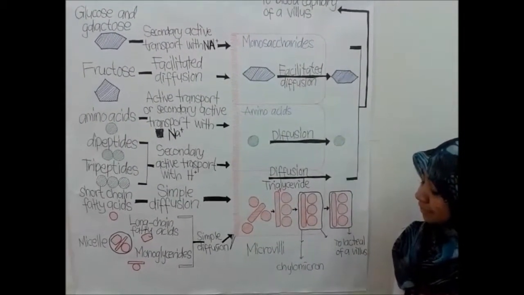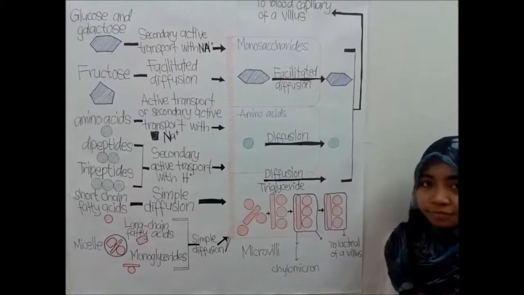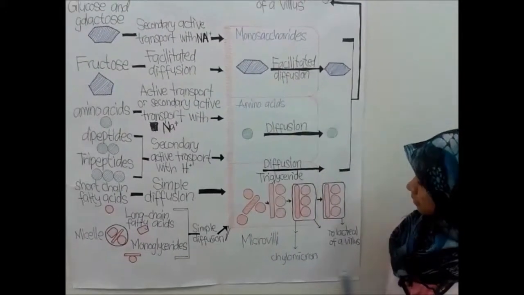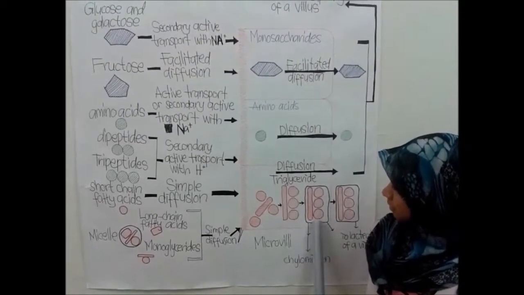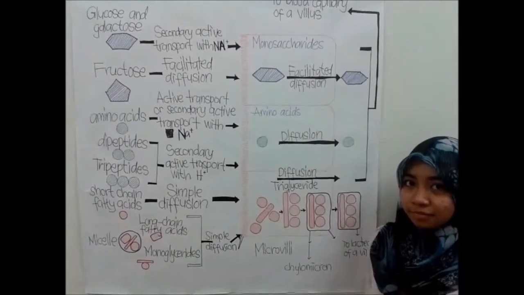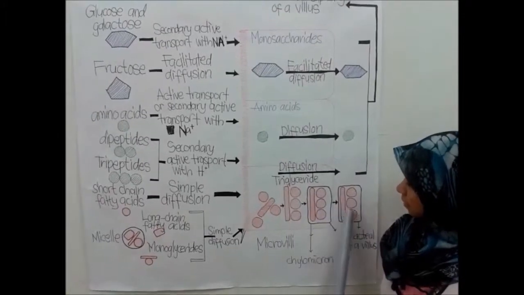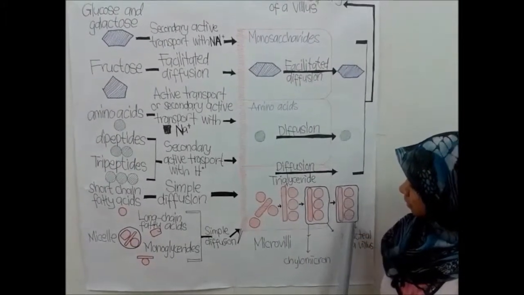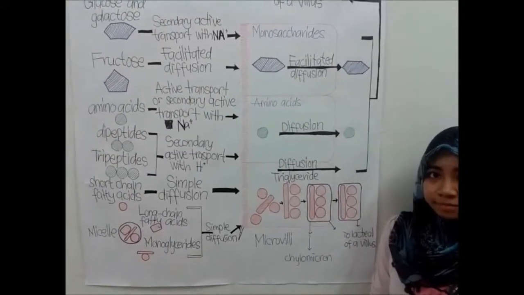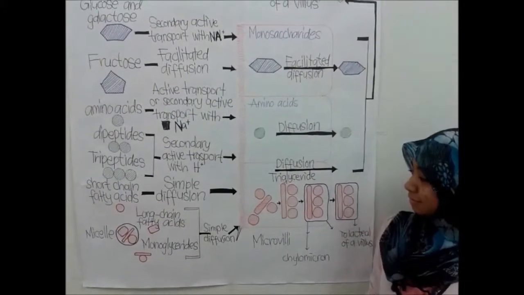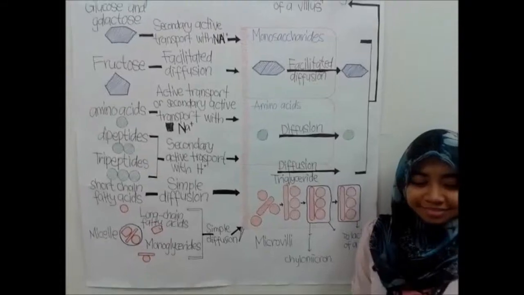Chylomicrons leave the absorptive cell via exocytosis. Exocytosis is a process where the chylomicrons are released from the cell. And lastly, chylomicrons are transported to the lymphatic vessel.